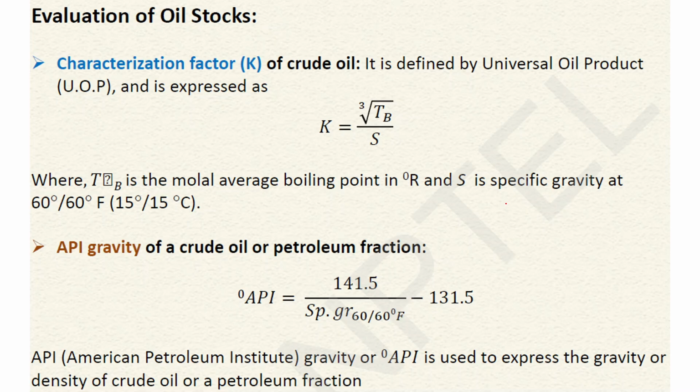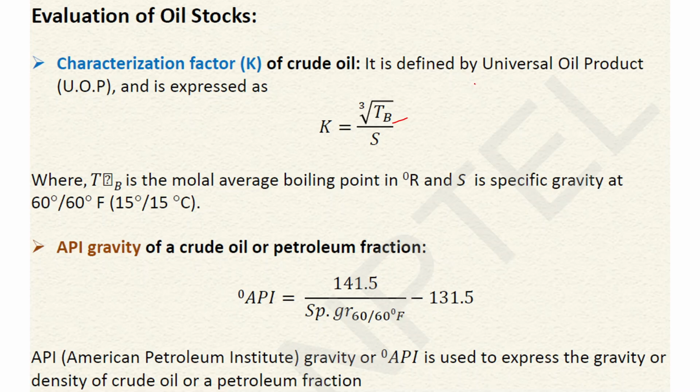When evaluation of oil stocks is done, there are different factors which affect the oils. The characterization factor of crude oil is defined by the Universal Oil Products (UOP), and it is expressed as K equals the cube root of TB upon S. Here TB is the molar average boiling point.